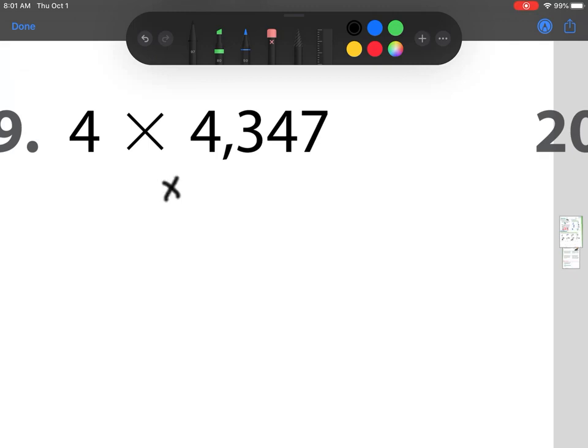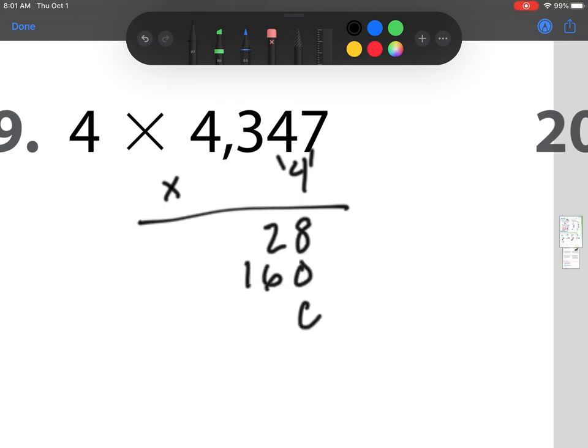So here I'm now going to rewrite it. I'm going to use partial products. 4 times 7 is 28. Now I'm in my tens place value, so I put that 0. 4 times 4 is 16. I'm in my hundreds place value next, so I put 2 zeros. 4 times 3 is 12. And lastly, I'm in my thousands place value, so I put 3 zeros, so I start at my thousands.